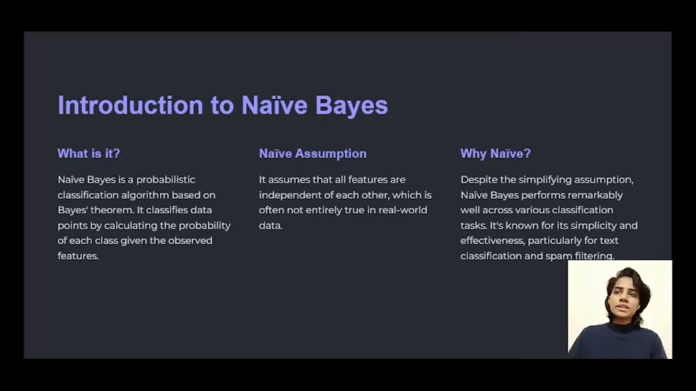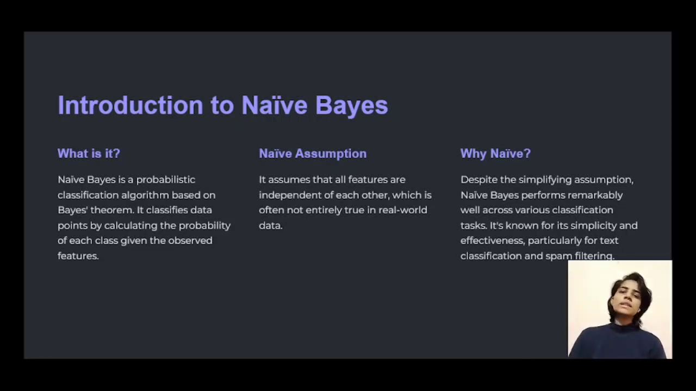Introduction to naive Bayes. What is it? So what is naive Bayes? Naive Bayes is a probabilistic classification algorithm based on Bayes' theorem. It classifies data points by calculating the probability of each class given the observed features. Right? So what is the naive assumption? It assumes that all features are independent of each other, which is often not entirely true in real world data.